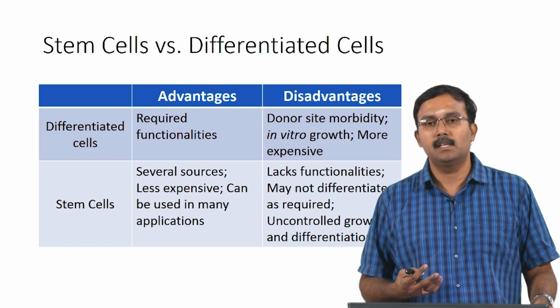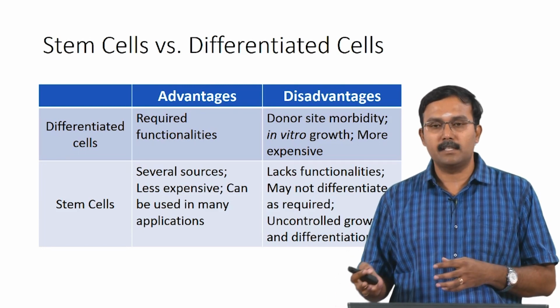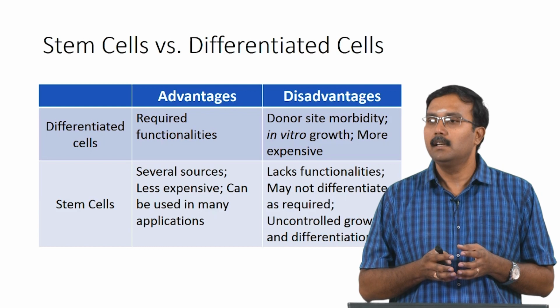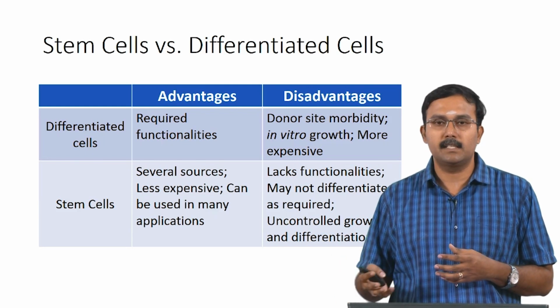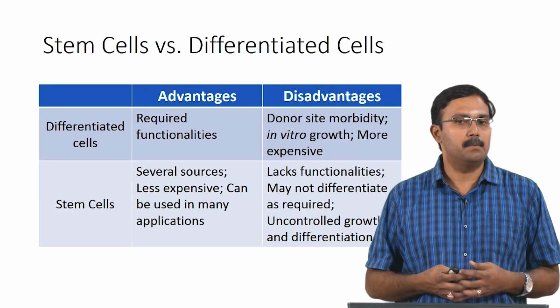Stem cells on the other hand are less expensive, and there are different sources from which you can get stem cells. They can be used for many applications. If you have one type of stem cell, then you can try to differentiate it into different cells and use it for different applications. Those are some of the advantages of stem cells.